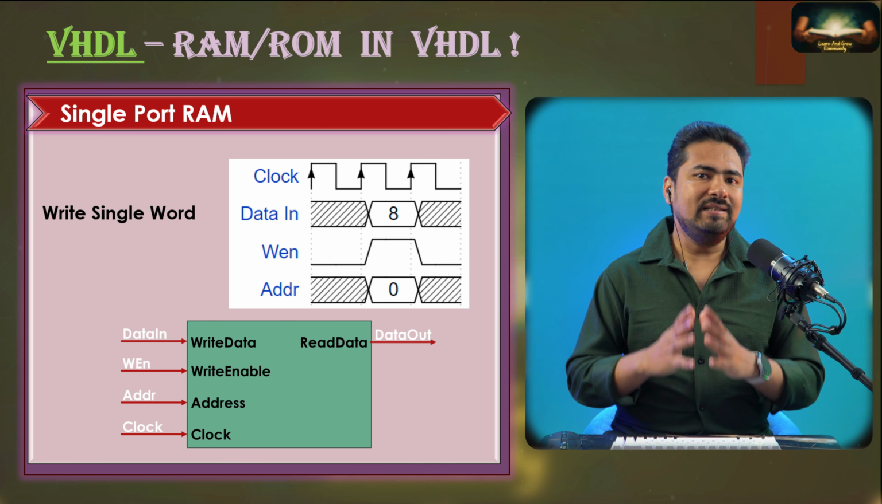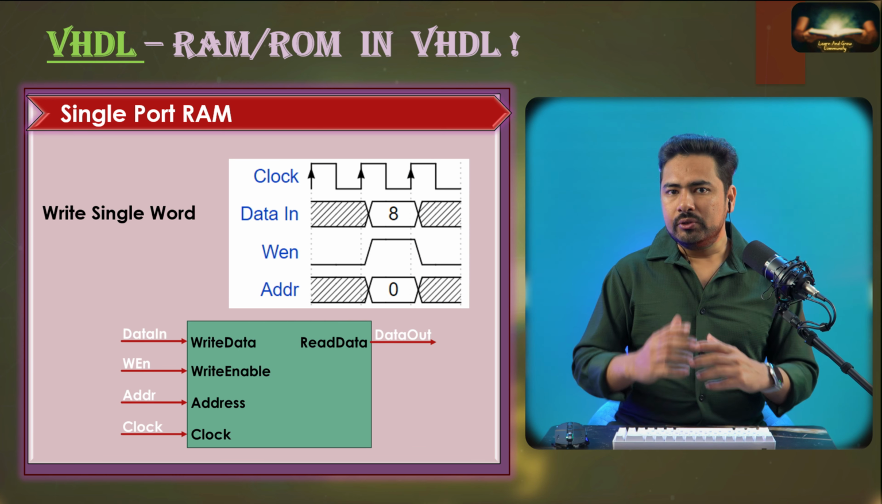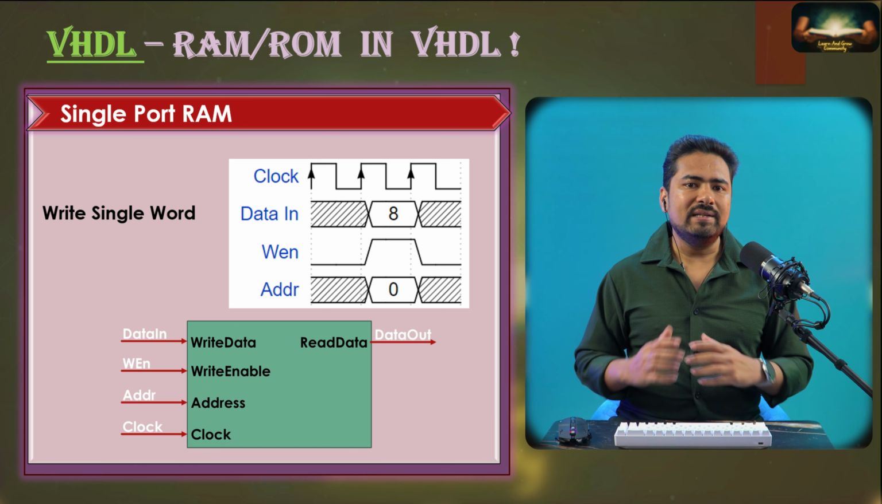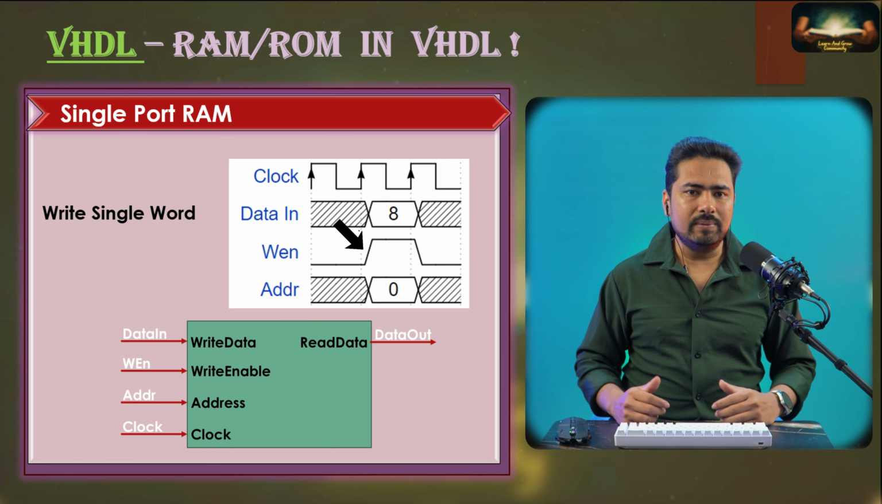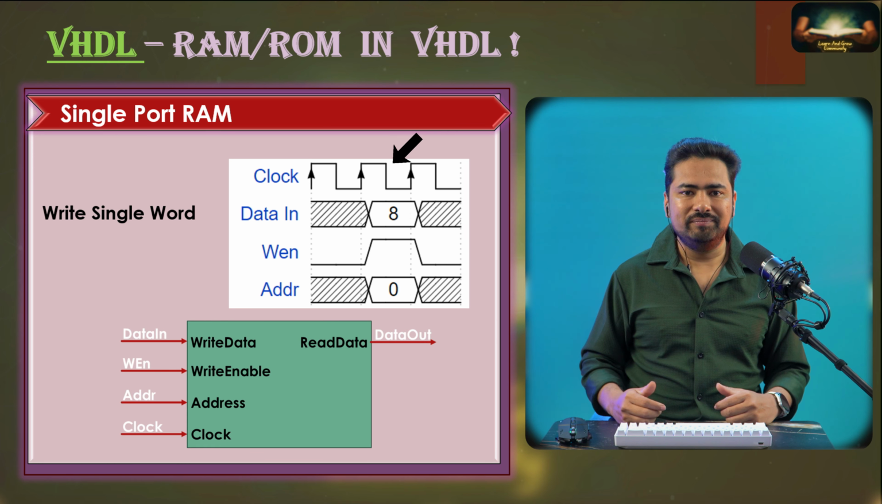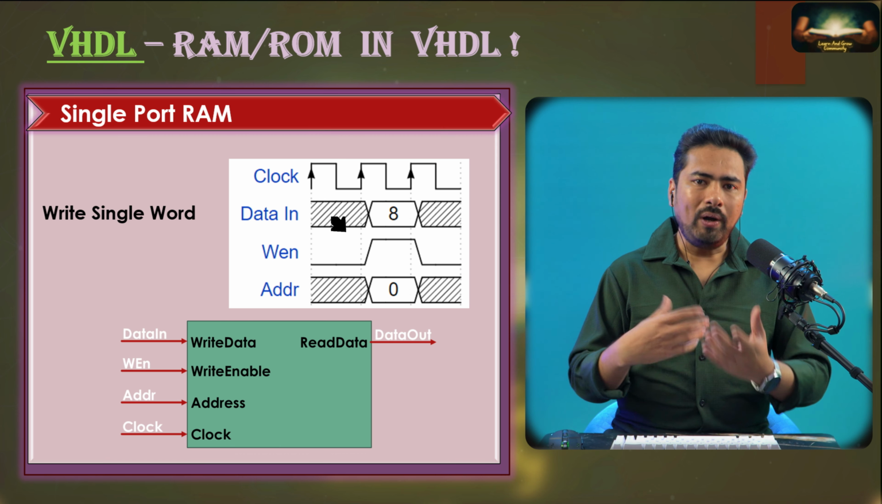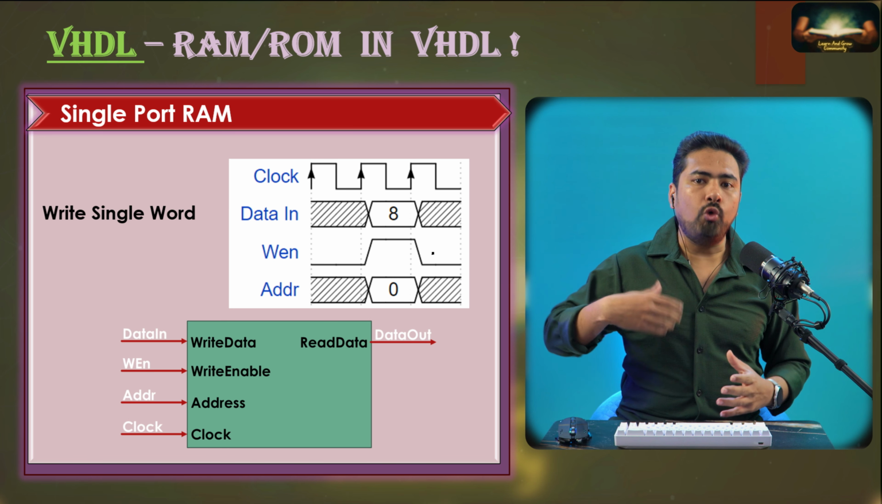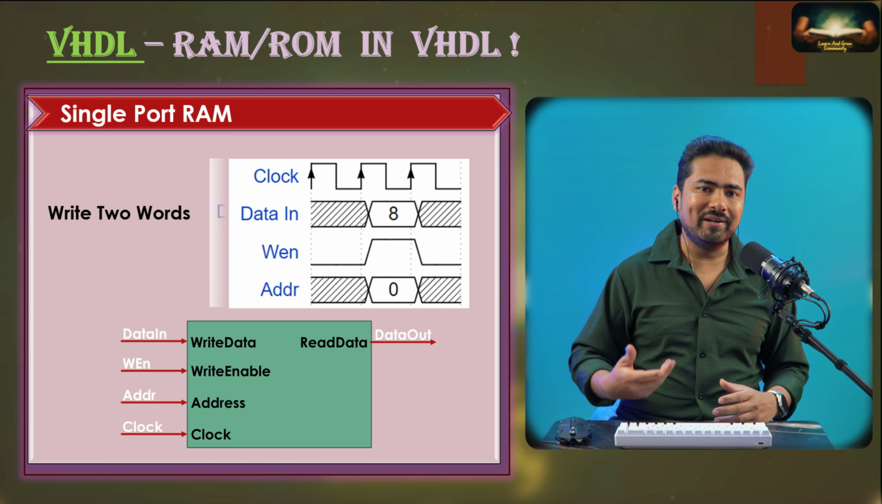Now let's analyze the write cycle timing. This is the timing diagram for a write cycle. You will notice that we have given the write enable signal and data and address inputs for one clock cycle. So it tells that you are writing data into the memory and also at what address you are writing your data.